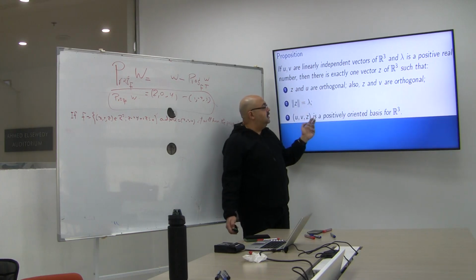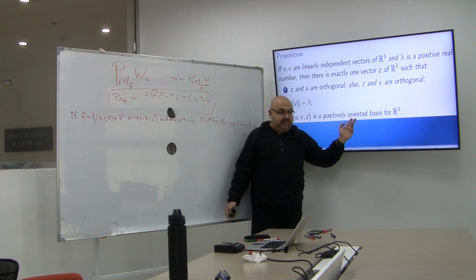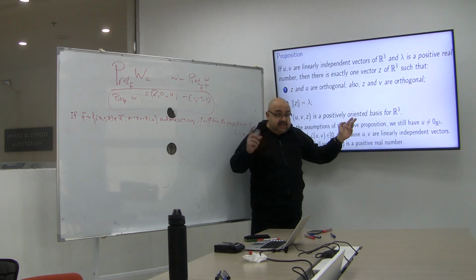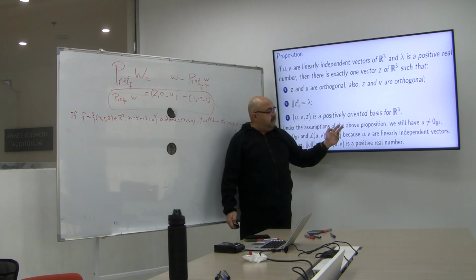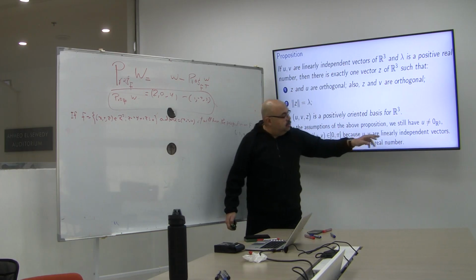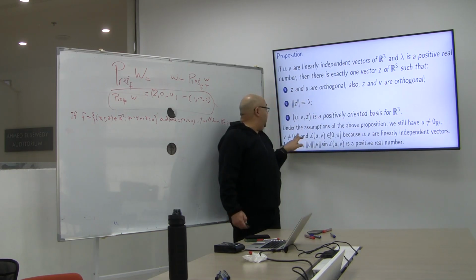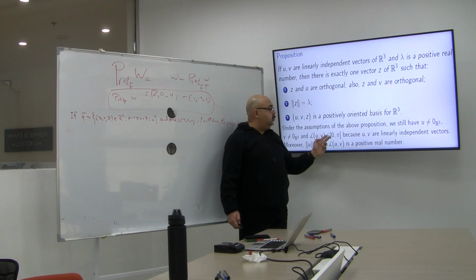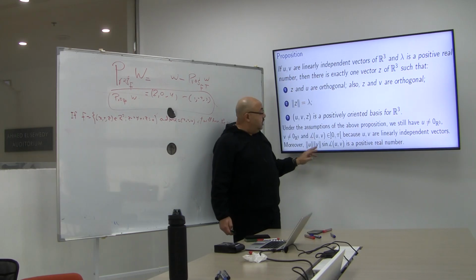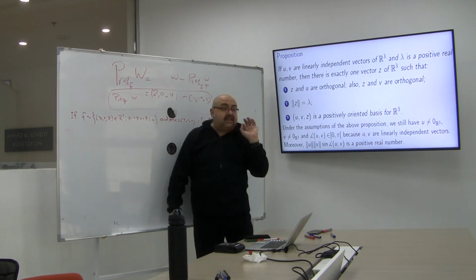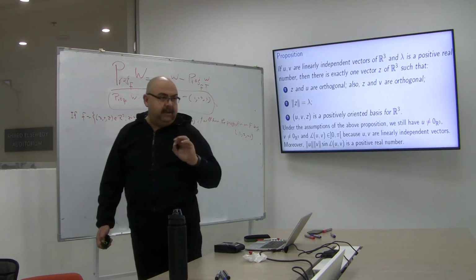Also, u, v, and z is a positively oriented basis of R3, since you are getting z from the cross multiplication of u and v. Under the assumption of the above proposition, we still have u doesn't equal the origin, and v doesn't equal the origin. So the angle between u and v will be between 0 and pi, and it will be given by this relation. This relation connects the cross multiplication.